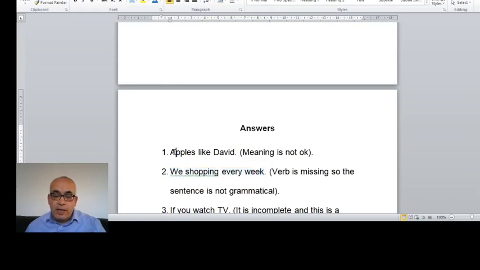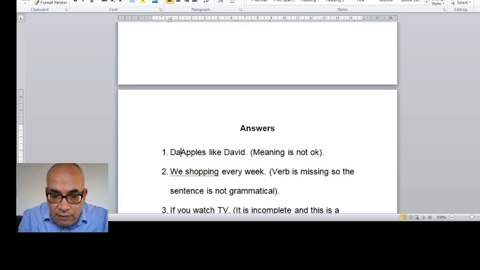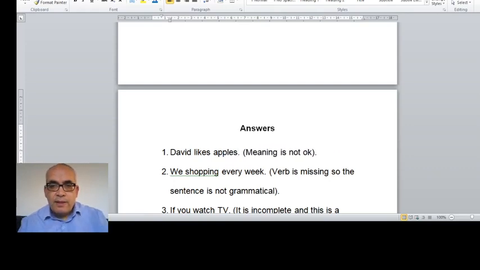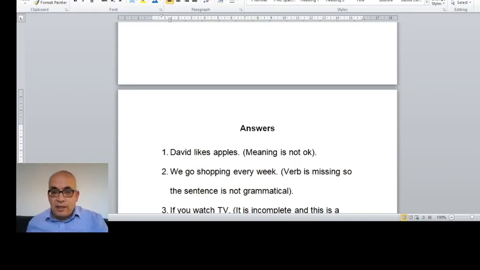If you go back to sentence 1, as I said, the meaning is not okay. So you have to say David likes apples. This is now okay, and the meaning is okay. Sentence number 2, again I repeat, we have to say we go shopping every week. The meaning is okay. This one, we go shopping every week. So now the sentence is correct.